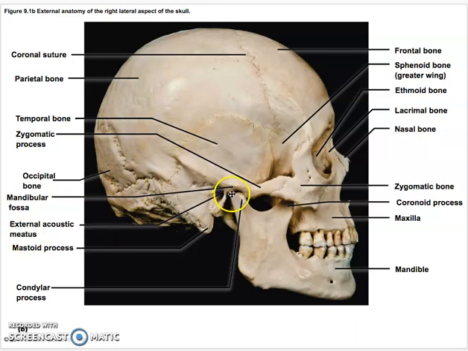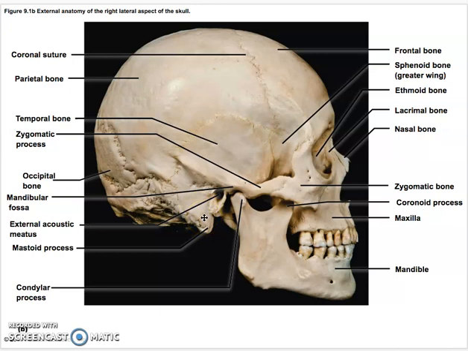We have this depression right here where the mandible fits into the temporal bone, and that's called the mandibular fossa. And just behind your ears, I want everybody to touch behind there now, and you'll feel a really big bump, and that is called the mastoid process. So those are the landmarks of the temporal bones that I'd like you to know.